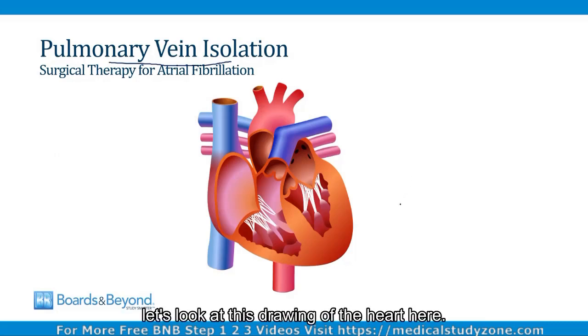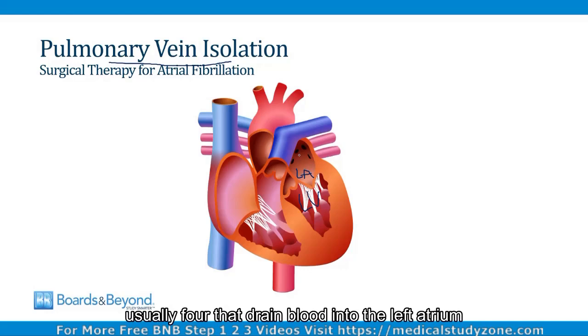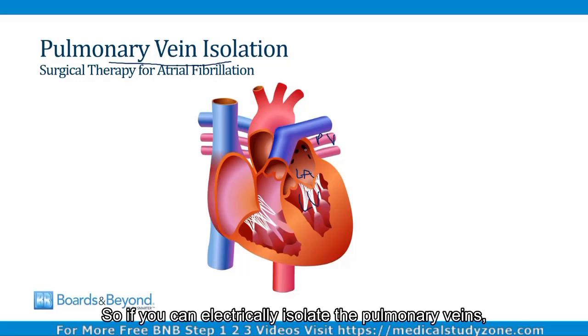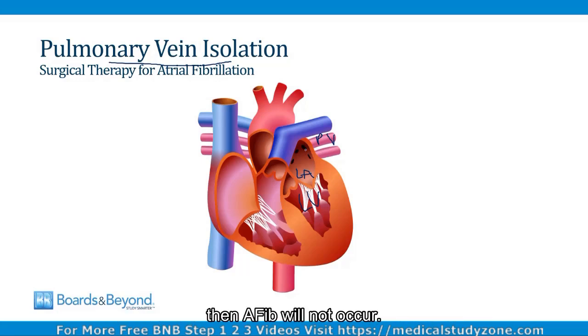To understand this, let's look at this drawing of the heart here. This is the left ventricle and this is the left atrium here. And there are 4 pulmonary veins, usually 4, that drain blood into the left atrium from the lungs. It turns out that many cases of AFib are initiated by electrical activity in these pulmonary veins. So if you can electrically isolate the pulmonary veins, then AFib will not occur.